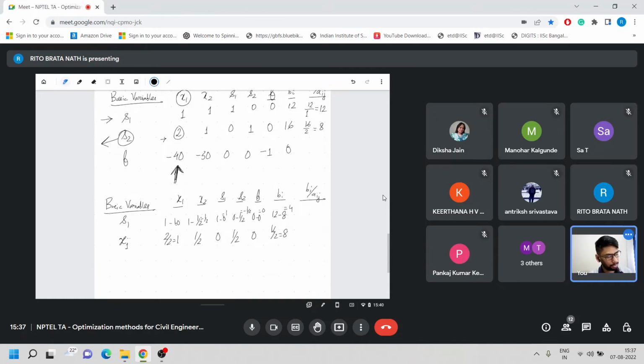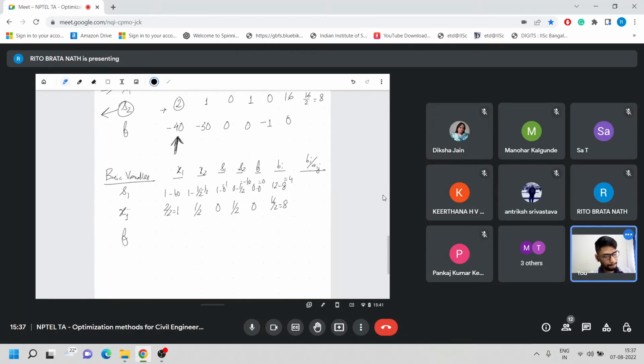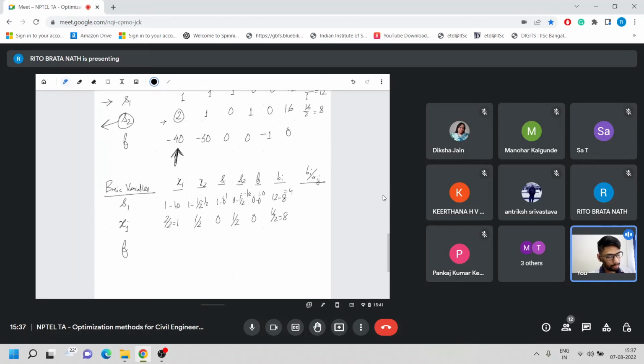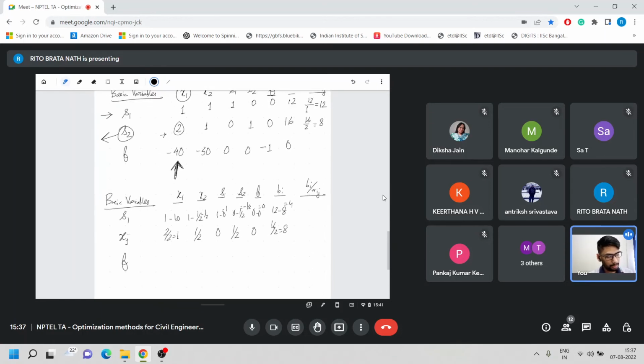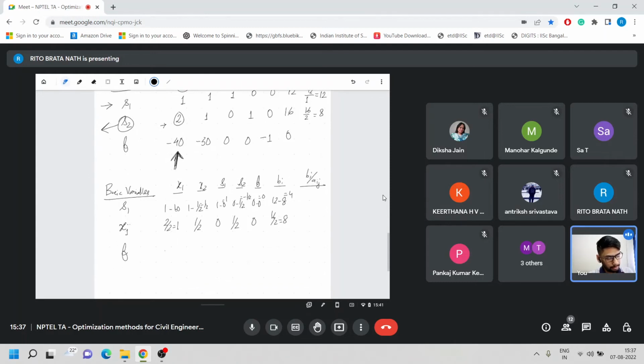And this is 4. And for this f variable, what you can do is that again, you have here minus 40, and you have to make it as 0. So what you can do, you multiply this row that you already have by 20, and you can just add it up. So for that, you will get 0 here. You will get minus 30 plus 20, so minus 10. I hope you understand the steps.